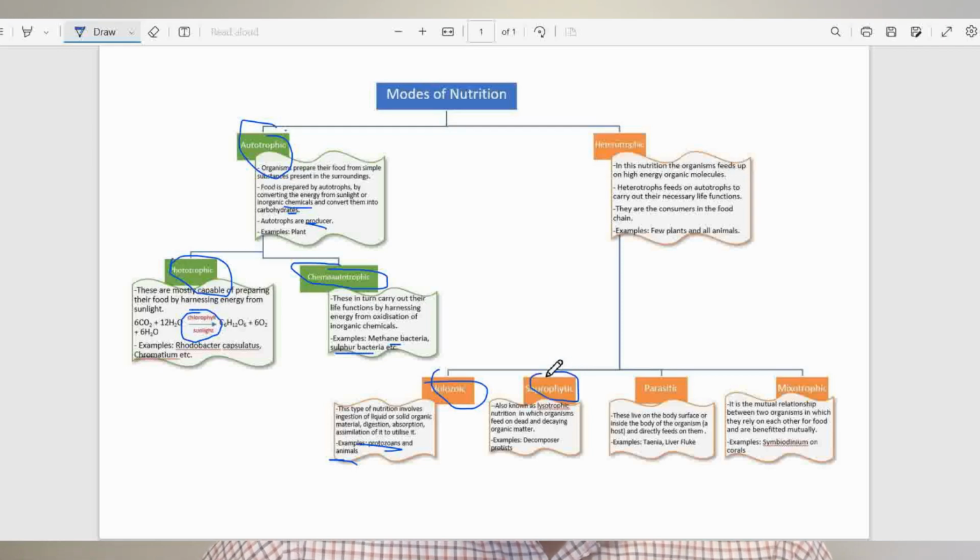Now, for saprophytic nutrition, this is also called lysotrophic nutrition. Now, in this case, the organism feed on dead and decaying organic matter. They are usually called the decomposers. Now you have parasitic nutrition, whereby one organism live on the surface or inside the body of another organism and then derive nutrients directly from that organism without giving anything back. So we have example here, tenia, and you have the liver fluke.